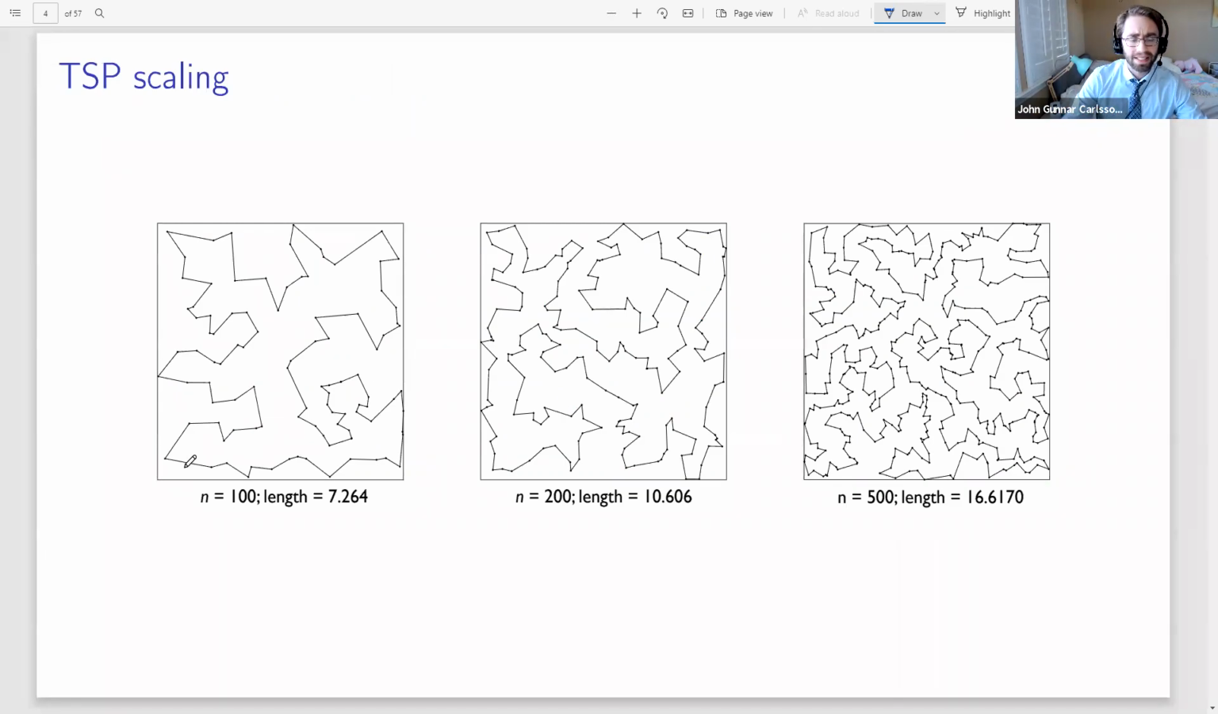Okay, so we're going to ask the question, what happens if I sample a lot of points, let's say uniformly in the unit square, and I compute the length of their TSP tour? So this is me sampling 100 points, and the tour looks like that, and the length is 7.624. This is me sampling 200 points, and the length is 10.6. And then this is 500 points, and the length is 16.617.